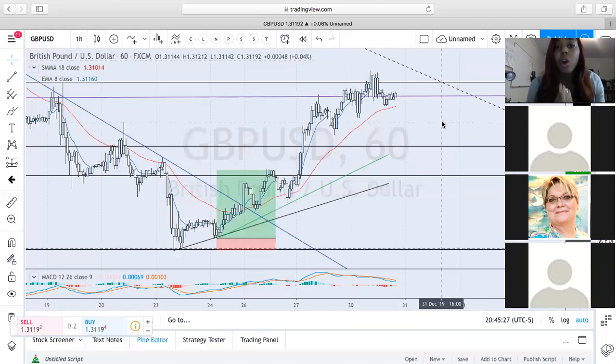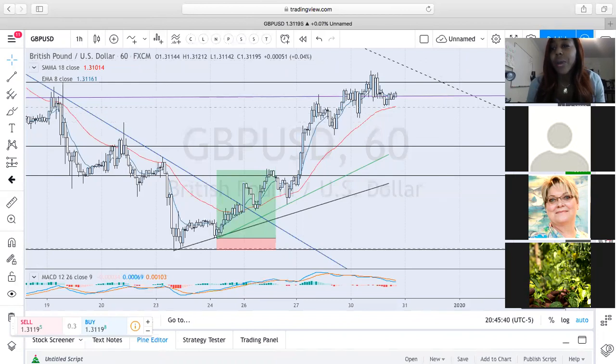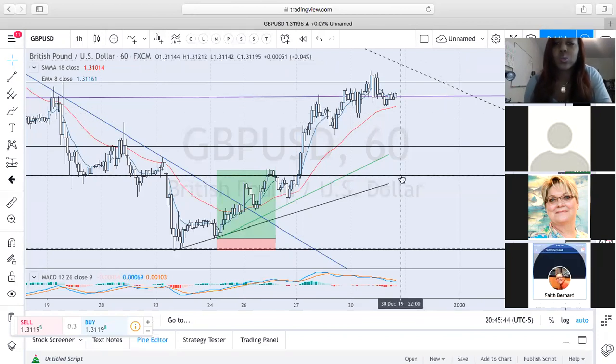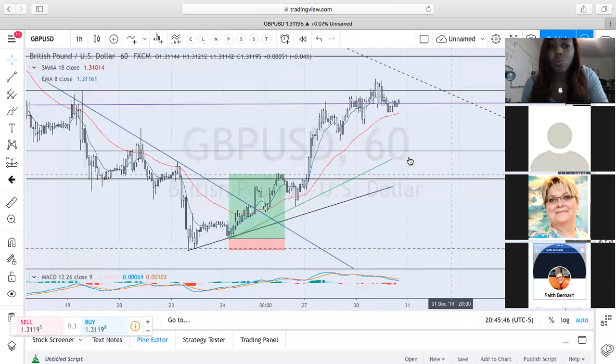Where are we on overall structure with GBP pairs? I think we're in a correction, equal high resistance right there. Why are we in correction, Javon? It's not making a higher high. Okay, so how do we trade that?